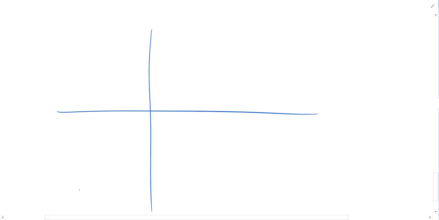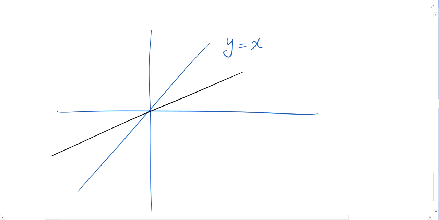Let's see whether we can do it for straight lines. This is the graph of y equals to x. If I want to compress it vertically, I should get a graph that looks like this, right? What is one possible equation for this graph? Y equals to half x.